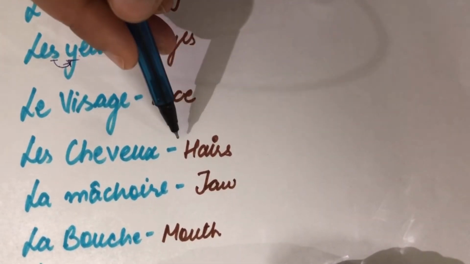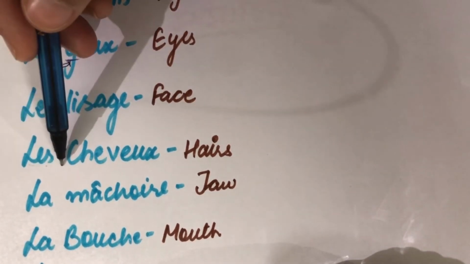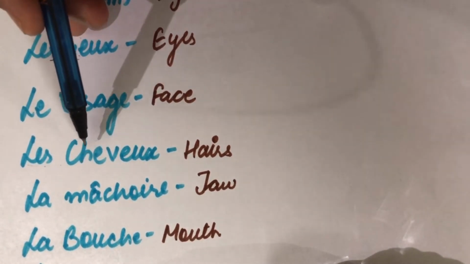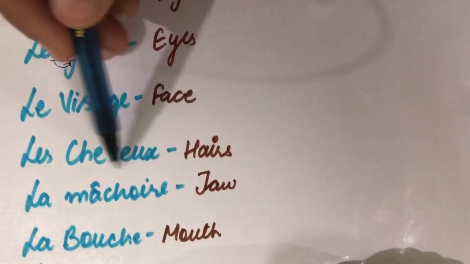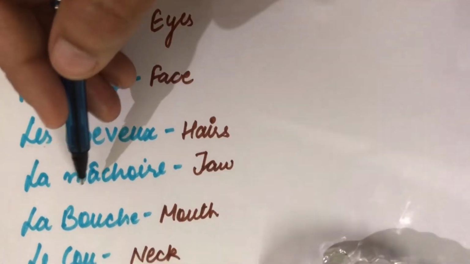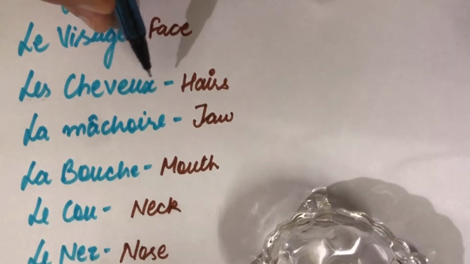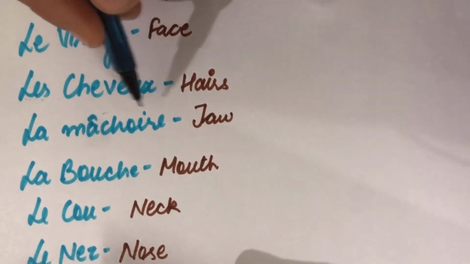Next is les cheveux. Here it is always plural, so we use les over here. What are hairs called in French? They are cheveux. Next is jaw. What is jaw called in French? That is la mâchoire.